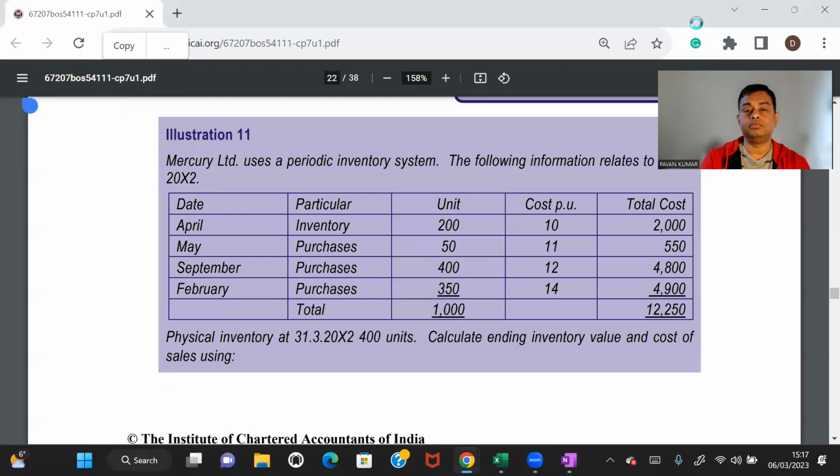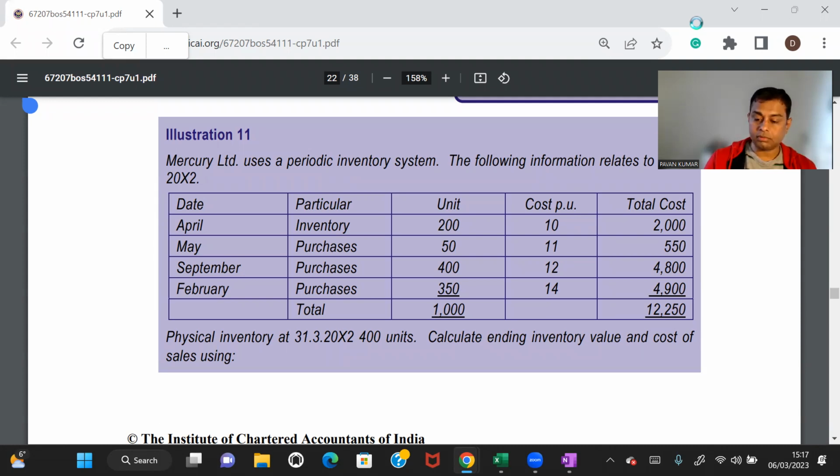Mercury Limited uses a periodic inventory system. The following information relates to 20X1-20X2. For the month of April, 200 units were purchased at a cost per unit of 10, total cost 2,000. For May, purchases of 50 units at 11 per unit, totaling rupees 550. For September, 400 units at 12 per unit, totaling 4,800. For February, 350 units at 14 per unit, totaling rupees 4,900.